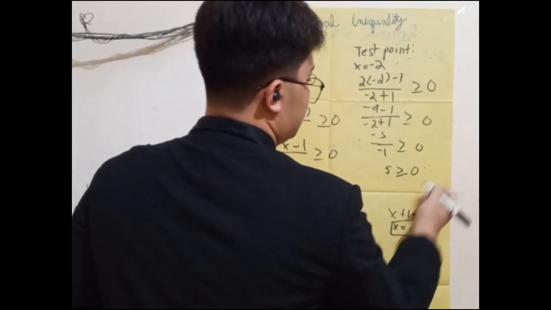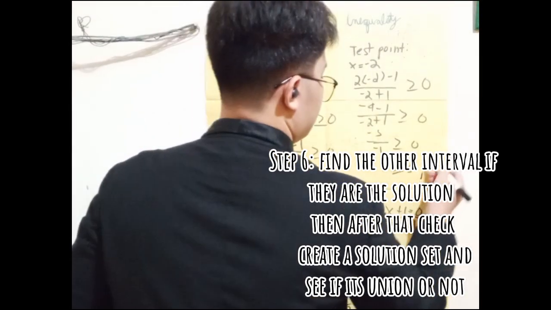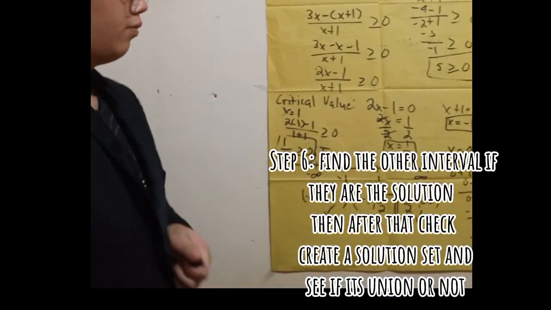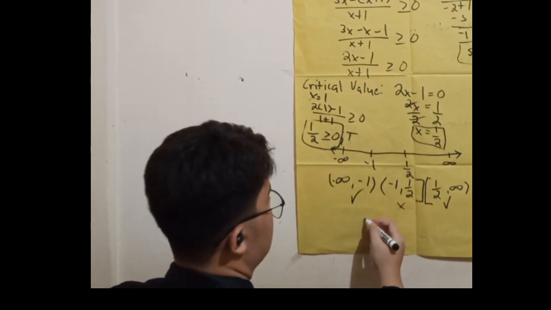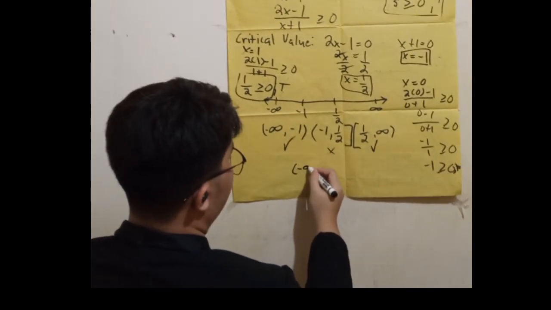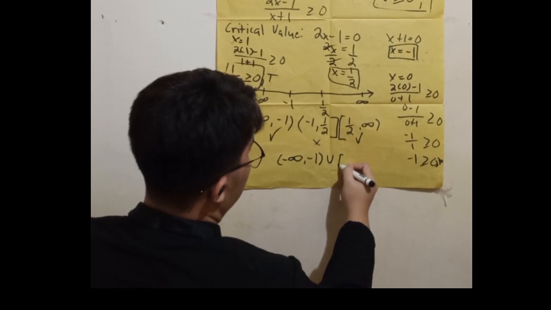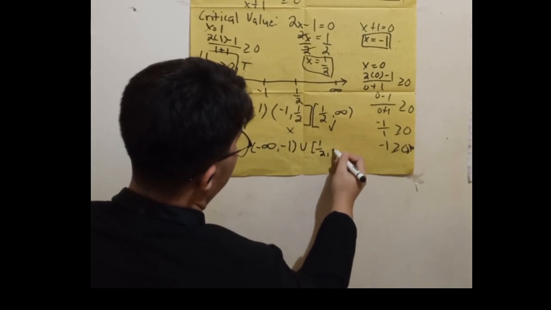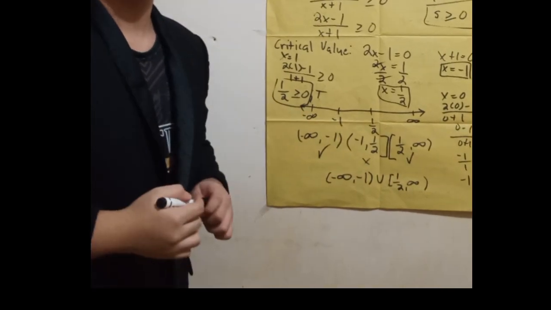So this interval is a solution. Now, the solution set for this is negative infinity to negative 1, union 1 half to infinity. So here is the answer. And that concludes our lesson on solving rational inequalities.